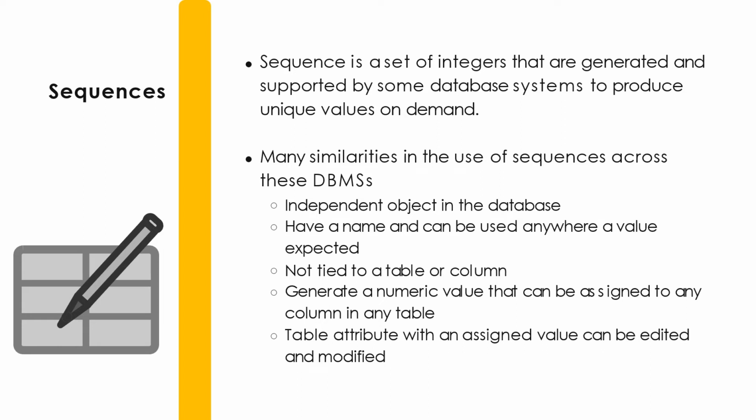A sequence is a set of integers that are generated and supported by some database systems to produce unique values on demand. If you use MS Access, you might be familiar with the auto-numbered data type, which you can use to define a column in your table that will be automatically populated with unique numeric values.